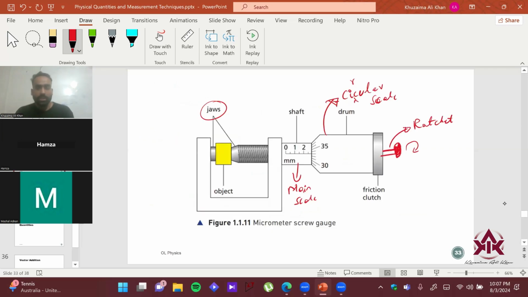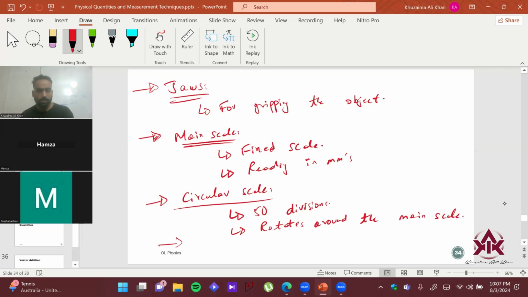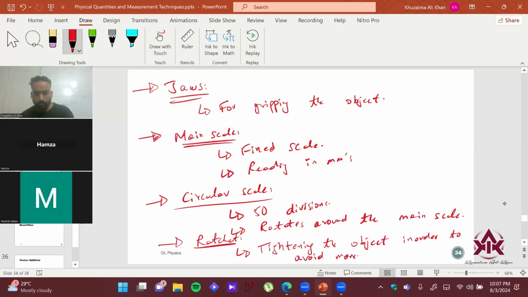ठीक है. Then we have the ratchet over here. Ratchet क्या होता है भाई? Ratchet is again a simple tool used for tightening the object. ठीक है. Ratchet is used for tightening. Spelling mistake हो रही है यहाँ पे. For tightening the object in order to avoid movements while taking measurements. ठीक है, वही जो पर्पस था वर्नियर स्केल का, वही पर्पस यहाँ पर है, while taking measurements.